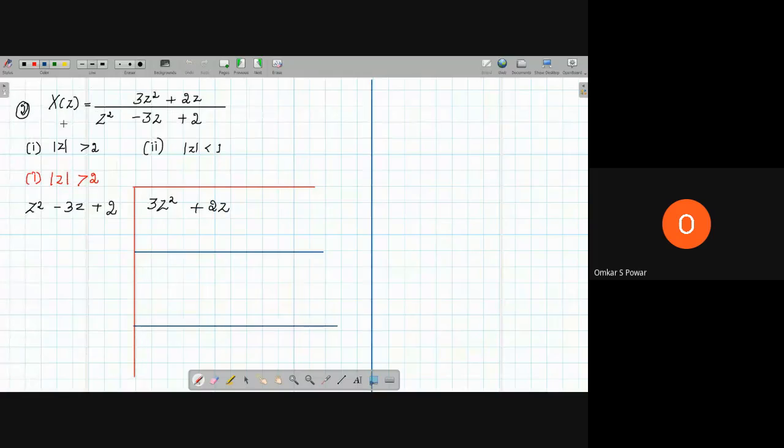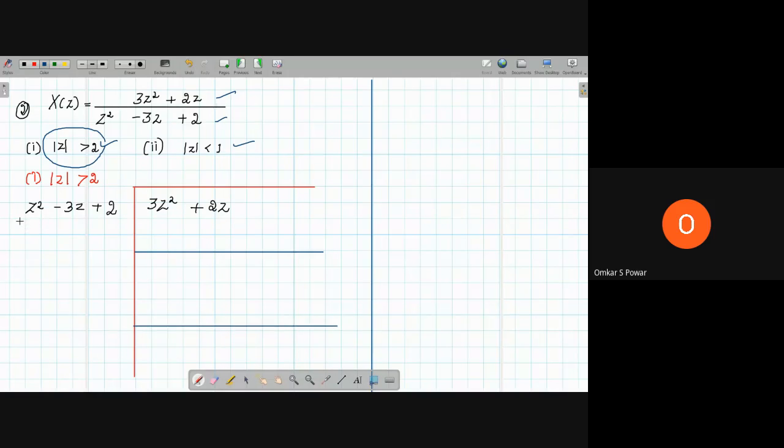The problem is X of z is equal to 3z square plus 2z divided by z square minus 3z plus 2. Here there is no need to simplify, because they have already simplified and given it. For mod z greater than 2 we have to do, and for mod z lesser than 1 we have to do. So let us take the first one, which is mod z greater than 2. What we have to do?